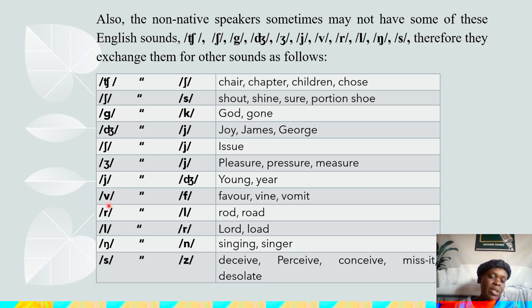Also, we have the V sound. People that don't have this V sound exchange it for the F sound. And they say faithful instead of favor. They say fine instead of vine, the vine tree. They say fomit instead of vomit.